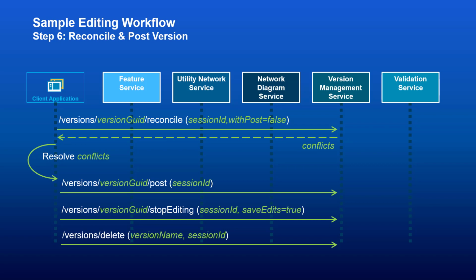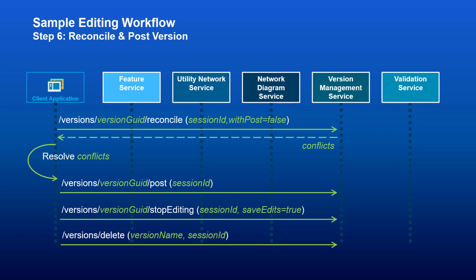So you would go ahead and resolve those conflicts, reviewing all of them and making the necessary changes. Yet again, using apply edits with updates, you would update the data accordingly. And once you're happy with those changes, you will be ready to post your version. So you will go back to that version and call the post operation with the same session ID. If this succeeds, then you're good to go.